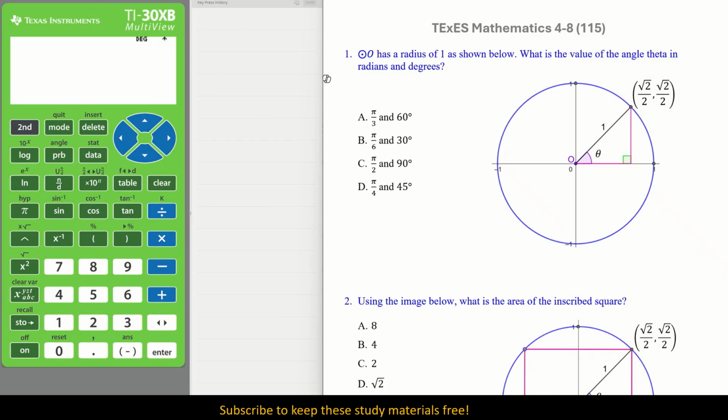Number 1, circle O has a radius of 1 as shown below. What is the value of the angle theta in radians and degrees?